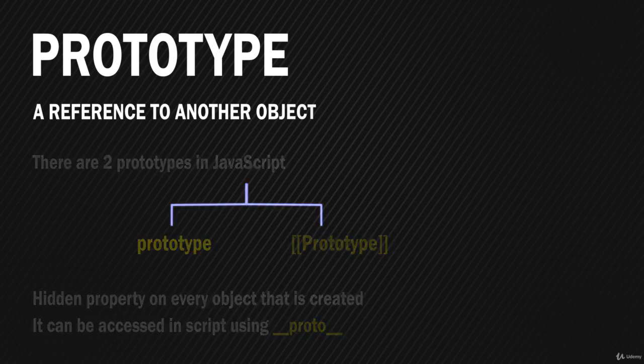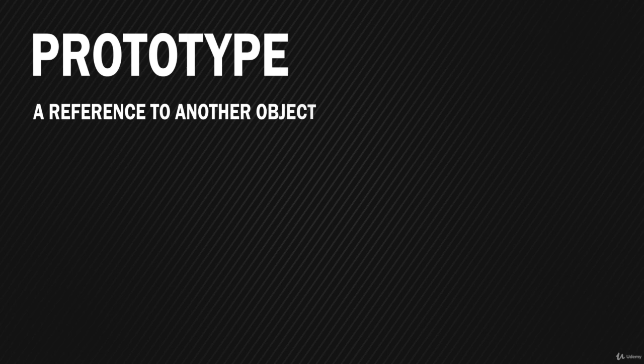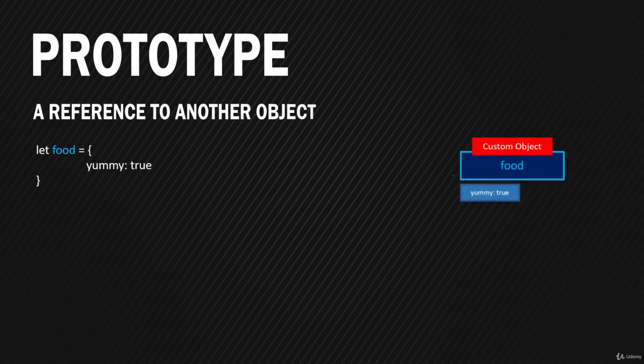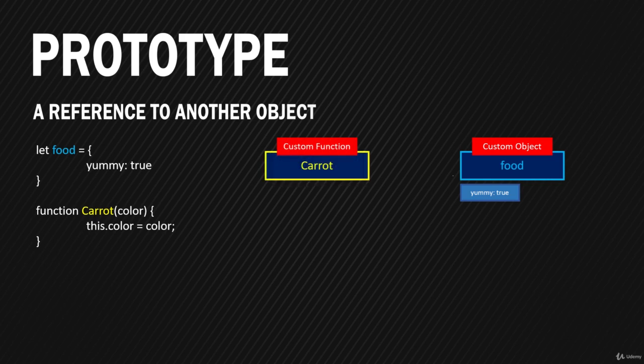So let's just take a step back and let's create an object literal, and let's call it food, and let's set a property called yummy to it, and that yummy has a value of true. So there's our custom food object with one property. Okay, but this time let's create a constructor function, and let's call that carrot, and it just sets this color, which is passed into that function, as a property type. And all this function does is set a color type to the newly created object. So now we've got our custom carrot function. Let's set the prototype on this carrot to food.